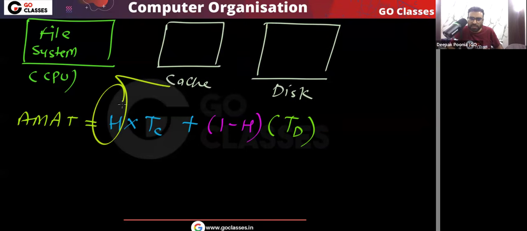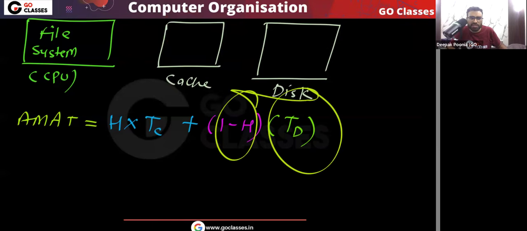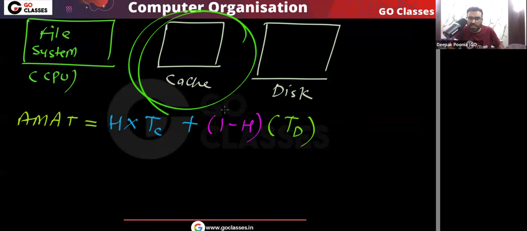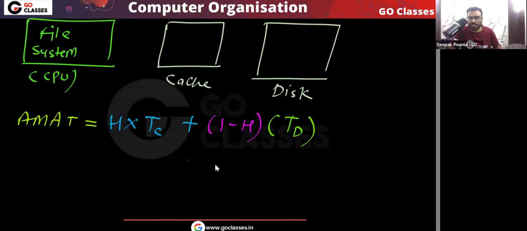So you can see hit rate multiplied by cache memory access time plus miss rate into disk access time. And remember, here we are not doing TD plus TC. The reason is very simple, because the question has told us that checking the cache memory is negligible. Okay.